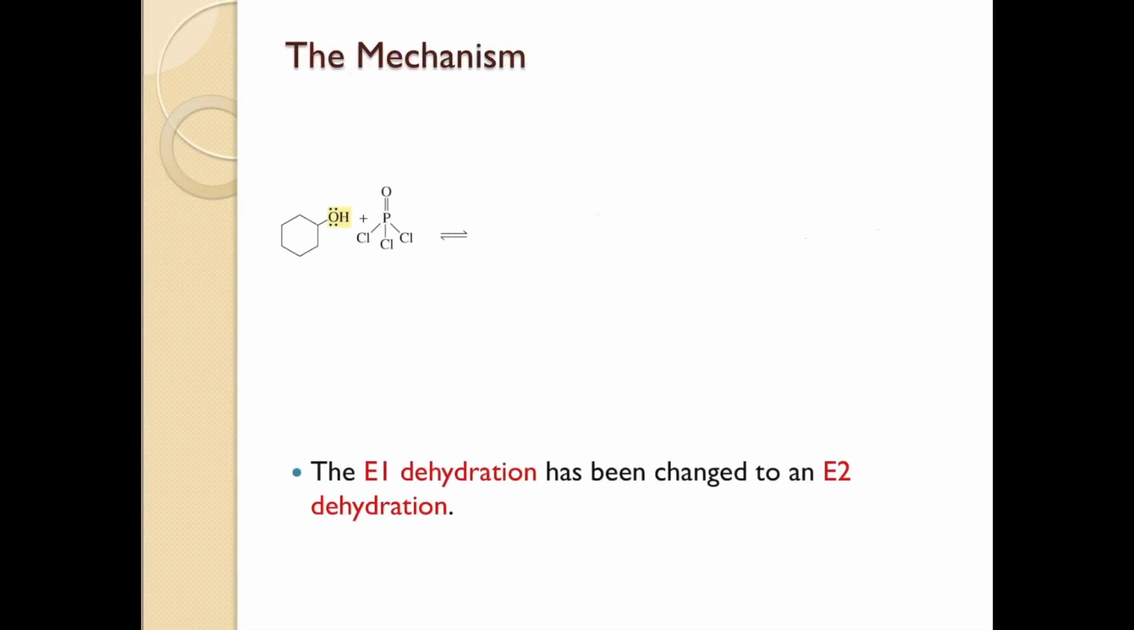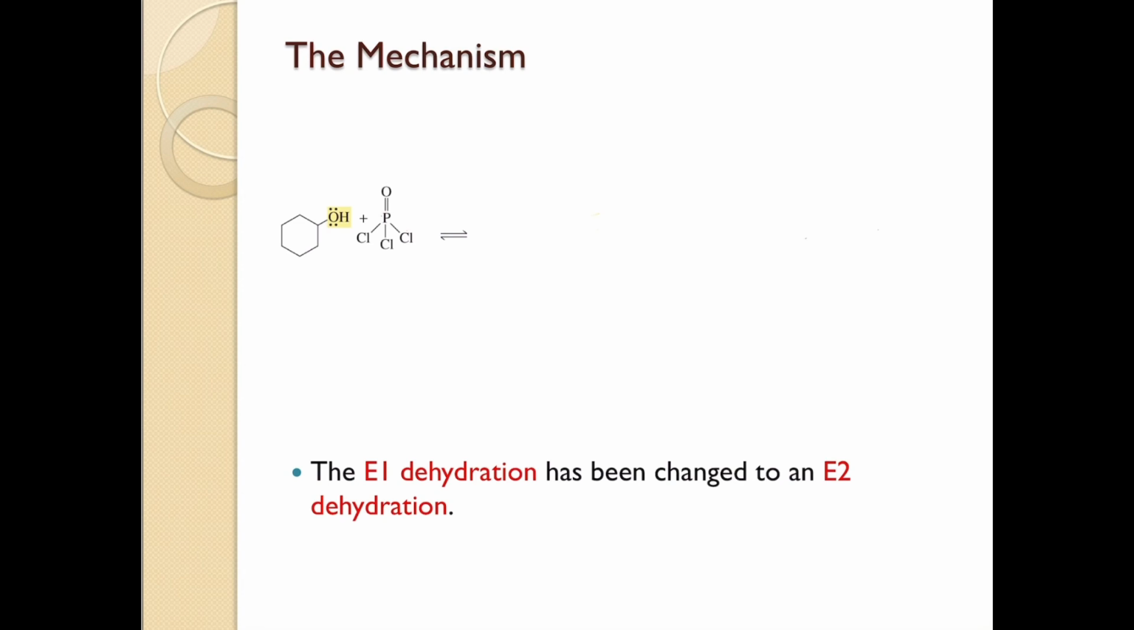Now let's look into the mechanism for this reaction. Here is a reaction where an E1 dehydration reaction has been converted into an E2 dehydration reaction. Let's see how. This is a secondary alcohol, right? By default, it's going to undergo E1 reaction. But here, it's actually going to be E2 dehydration reaction. Okay, now let's see what's going to happen.